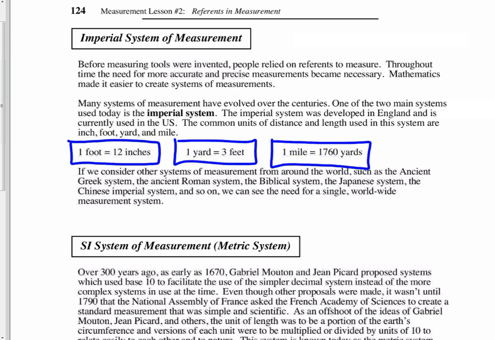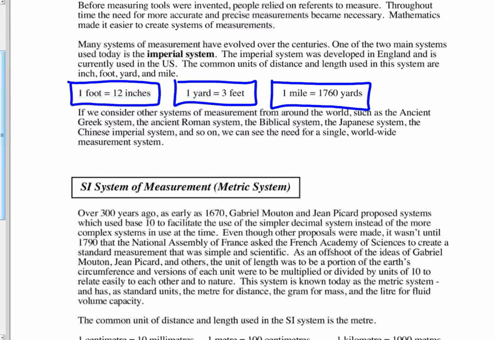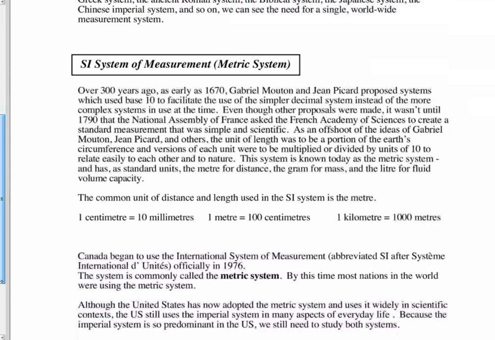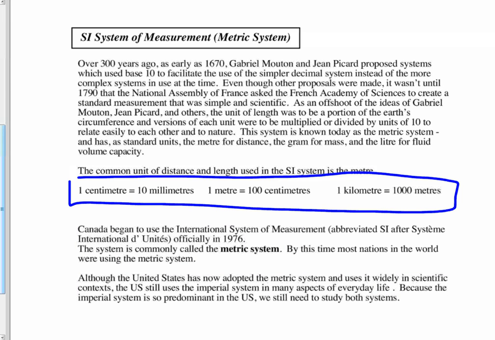That one I'm not as picky on, but it's good to know. 1,760 yards is 1 mile. We know the SI, or the metric system. The conversions, we're going to review that. You've done conversions for the metric system in elementary. We'll review that today.